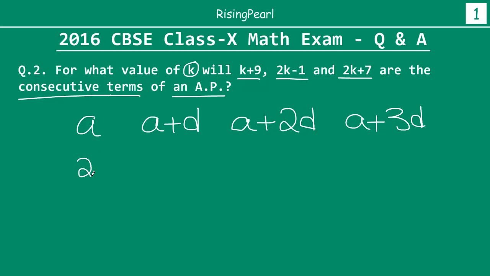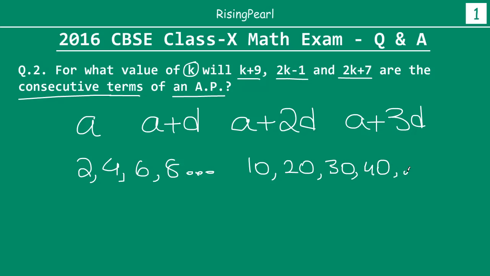Some examples: say 2, 4, 6, 8, etcetera. Or how about 10, 20, 30, 40. These are some examples of arithmetic progression. And we know that each subsequent number after the first term, we obtain by adding the common difference to the previous term, right? So here the common difference is 2. So 2 plus 2 is 4, 4 plus 2 is 6, 6 plus 2 is 8, and so on. And here the common difference is 10. Alright, let's get back to the question.